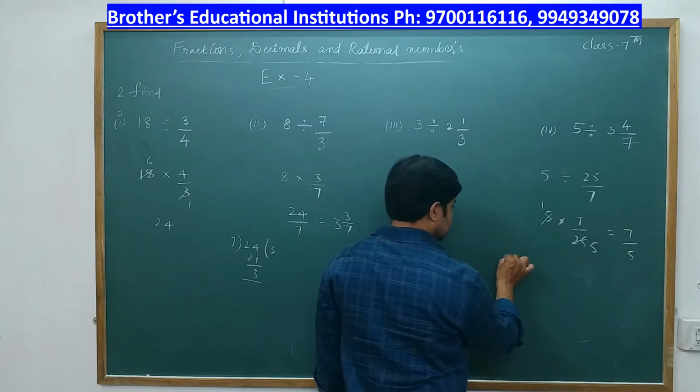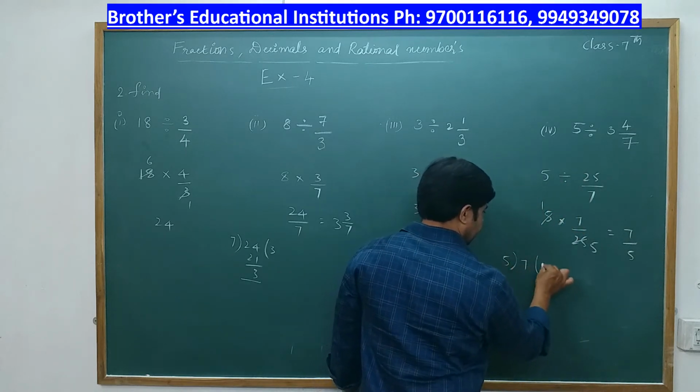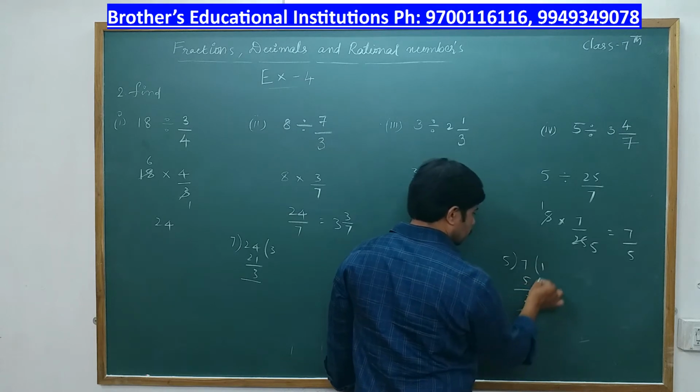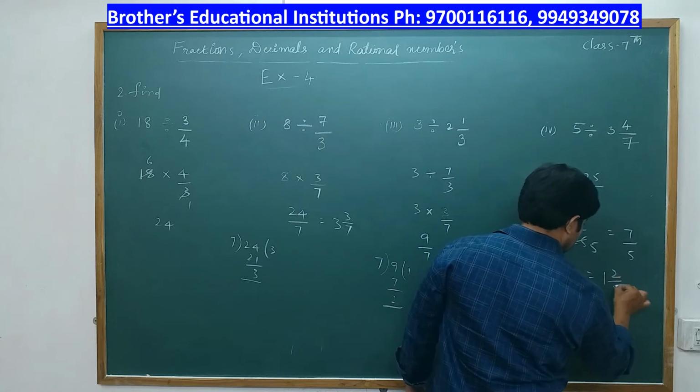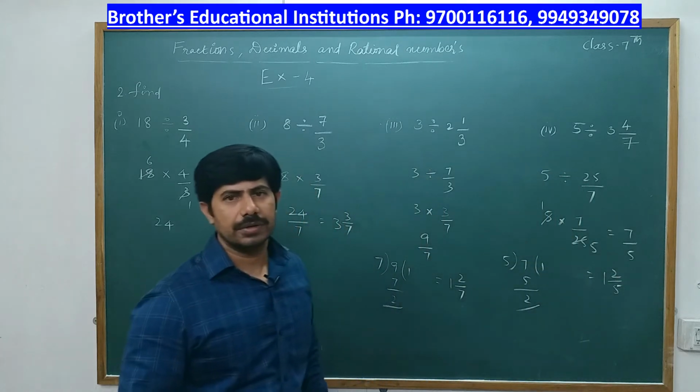So what I do is I just divide this. 5 ones are 5, remainder is 2. So 1 2 by 5. So the answer is 1 2 by 5. Okay, so this is completed.